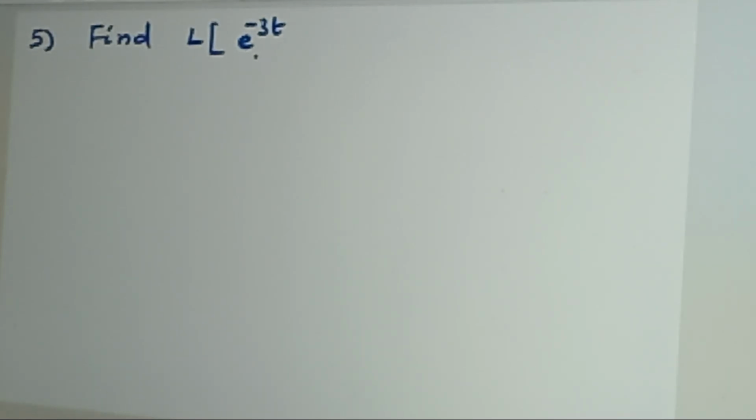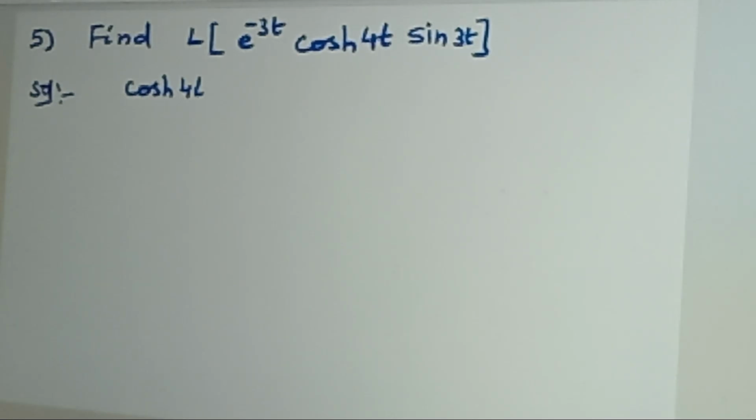Find Laplace of e to the power minus 3t into cos hyperbolic 4t, that is cosh 4t, into sin 3t. This is the given sum. So first step by step हम लोग solve करेंगे. पहले cosh 4t का फॉर्मूला लिखेंगे. हाइपरबॉलिक फंक्शन का फॉर्मूला cosh 4t का फॉर्मूला क्या है स्टूडेंट्स? e to the power 4t plus e to the power minus 4t upon 2.